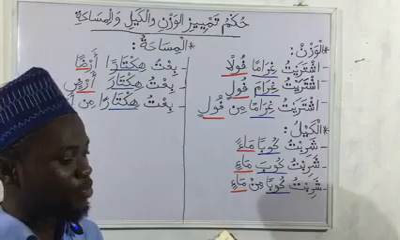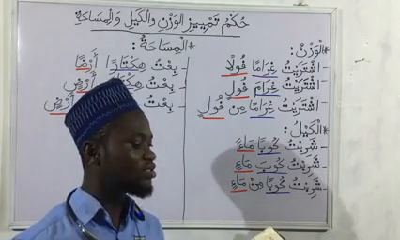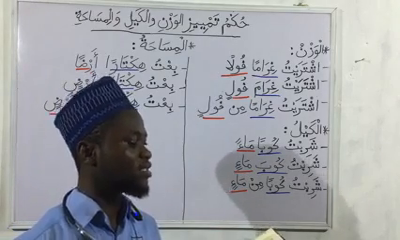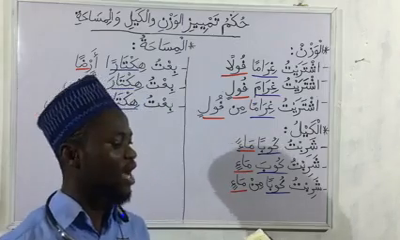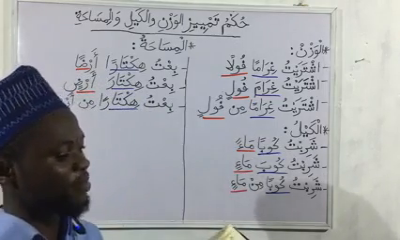Then the second example: أوقدت قنطار فحما أو قنطار فحم أو قنطار من فحم.